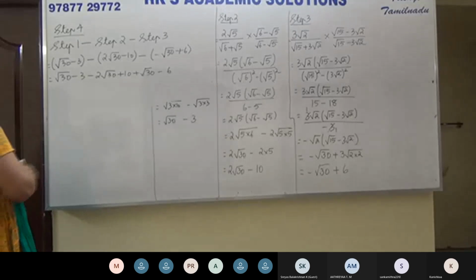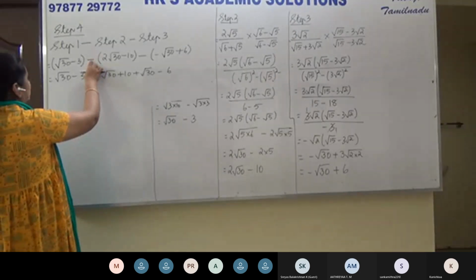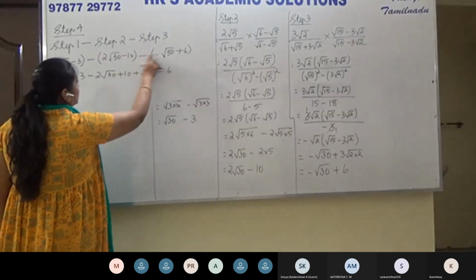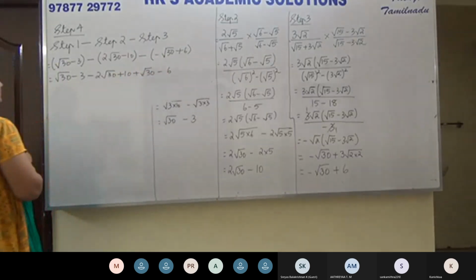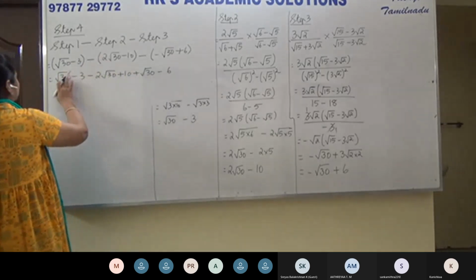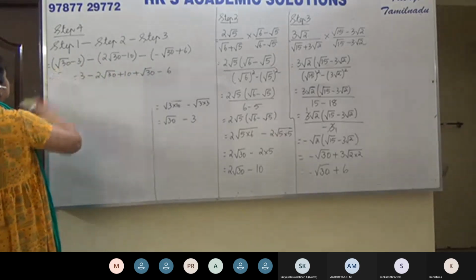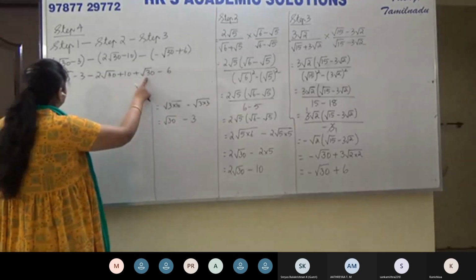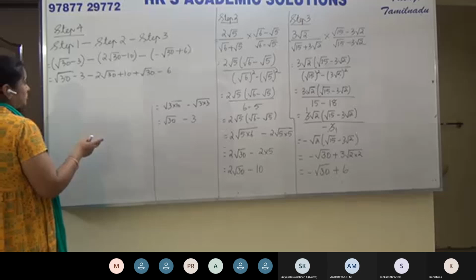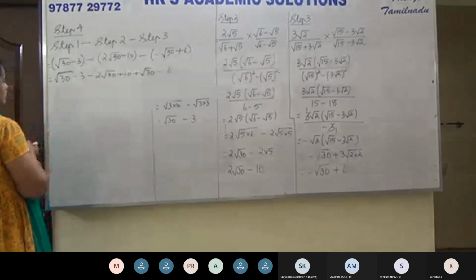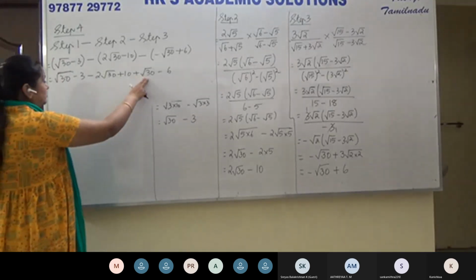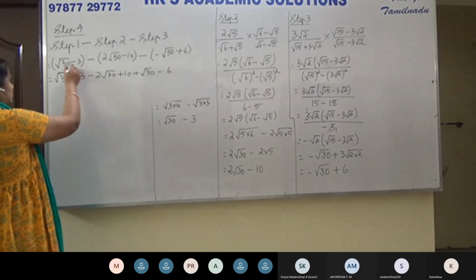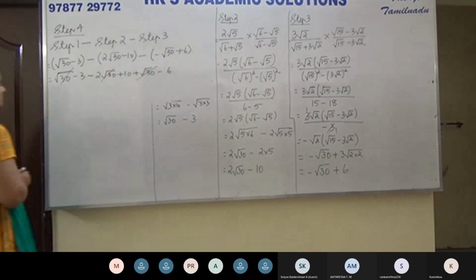So what happens? Be careful. Multiply the minus: minus into plus is minus, minus into minus is plus, minus into minus is plus, minus into plus is minus. So root 30. Oh, sorry. They don't get cancelled. Root 30 plus root 30 is 2 root 30, plus 2 root 30 minus 2 root 30, 0. So these three get cancelled.